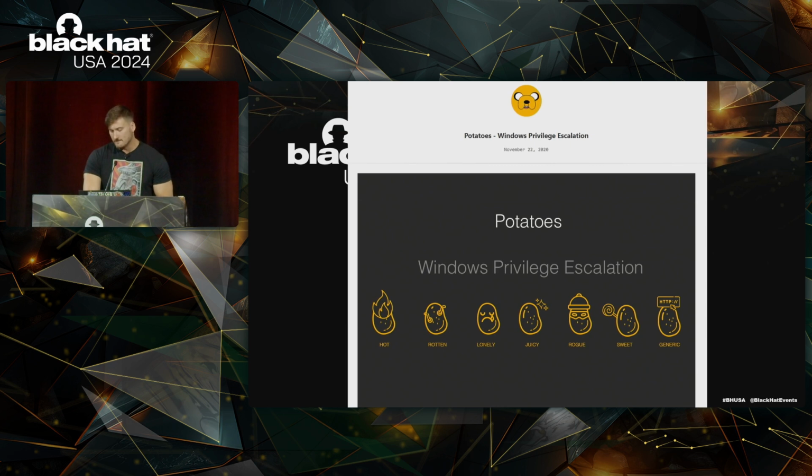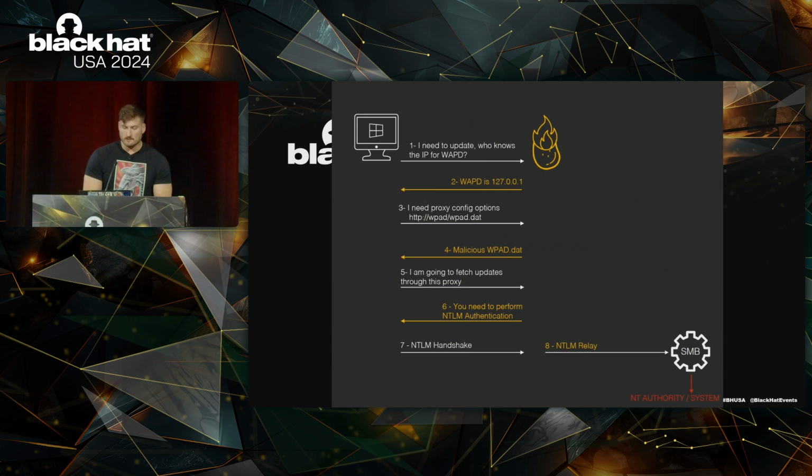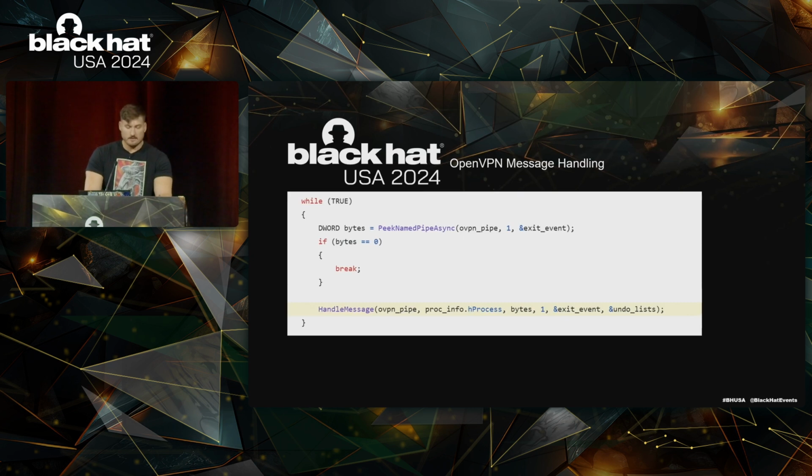And the idea is that through some trickery on the Windows operating system, privilege escalation will be achieved. For instance, a hot potato is basically a scenario in which an attacker will wait for an endpoint to try to update. It will then send the malicious WPAD file, which will trigger an NTLM authentication with the attacker, and then it will relay the NTLM authentication to the SMB server and achieve NT AUTHORITY\SYSTEM, which is the P here. And now let's get back to OpenVPN.